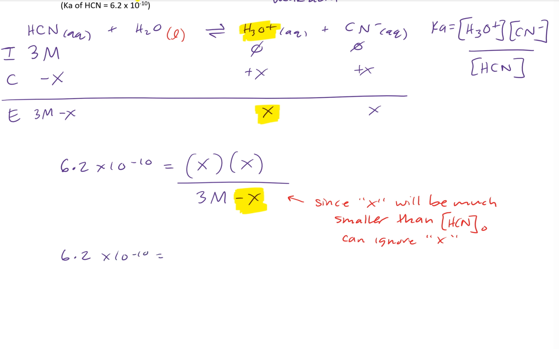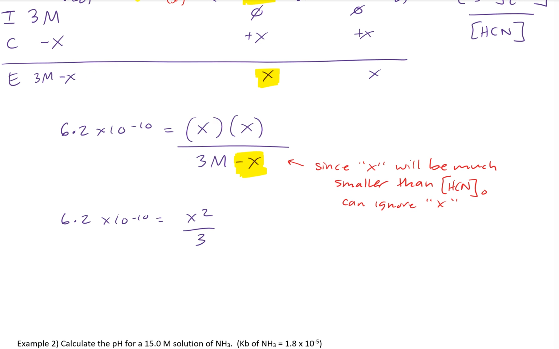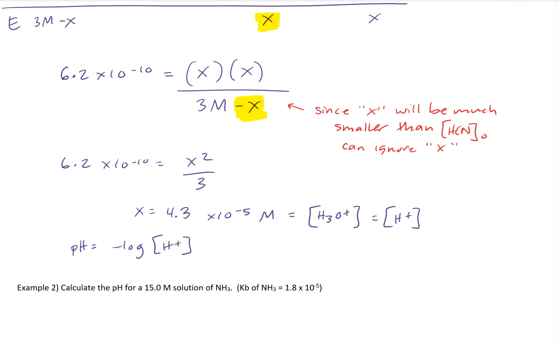6.2 times 10 to the negative 10 is now equal to X squared over 3. Solving for X, X equals 4.3 times 10 to the negative 5 molar. X, according to my ICE chart, is H3O+, the hydronium ion concentration. So therefore, pH is negative log of H+, and I know H+ and H3O+ are one and the same. So pH equals negative log of 4.3 times 10 to the negative 5.